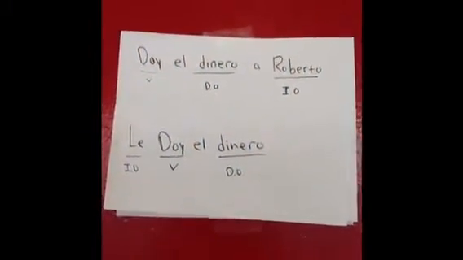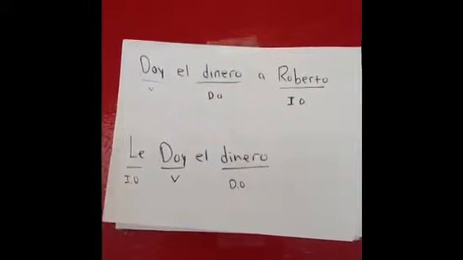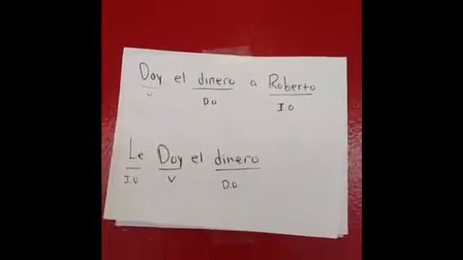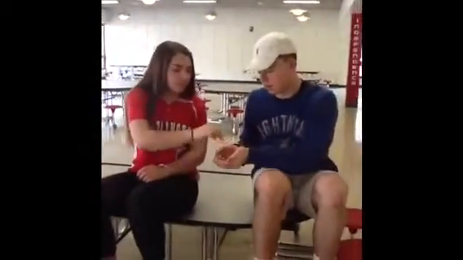Example número 1. Doy el dinero a Roberto. In this sentence, there are no pronouns. You can replace a Roberto with le, and it becomes le doy el dinero, making le the indirect object. Gracias, señor.